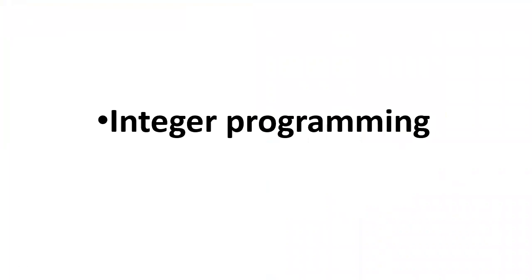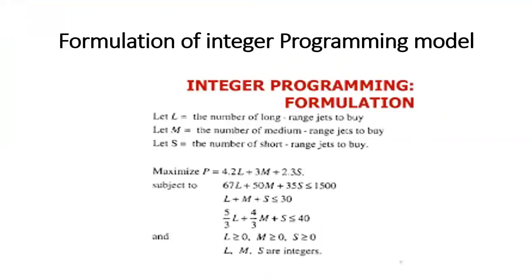Now we also go through integer programming. In integer programming, we will see how to formulate the model. For formulating the model, first we will define the variables, or name the variables. For example, the variables are the number of long range jets to buy. We will call it L. M will represent the number of medium range jets, and S will represent the short range jets.